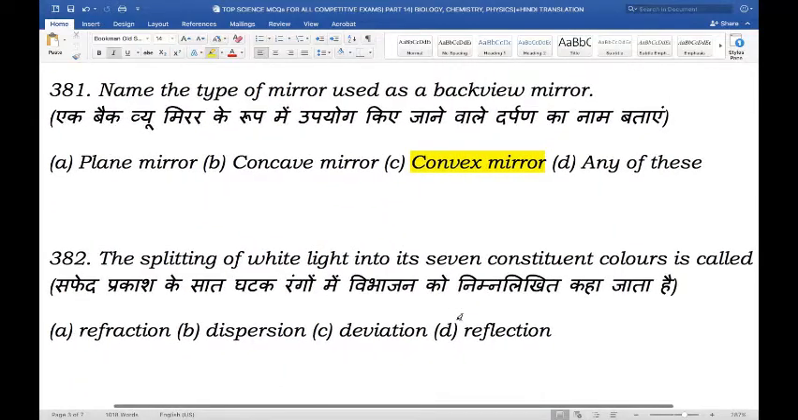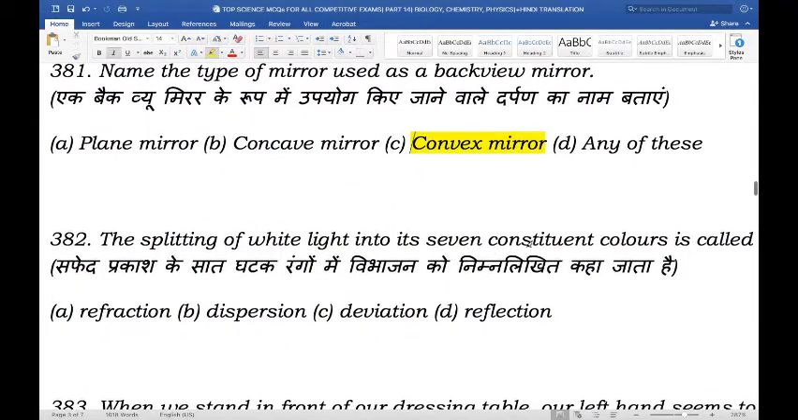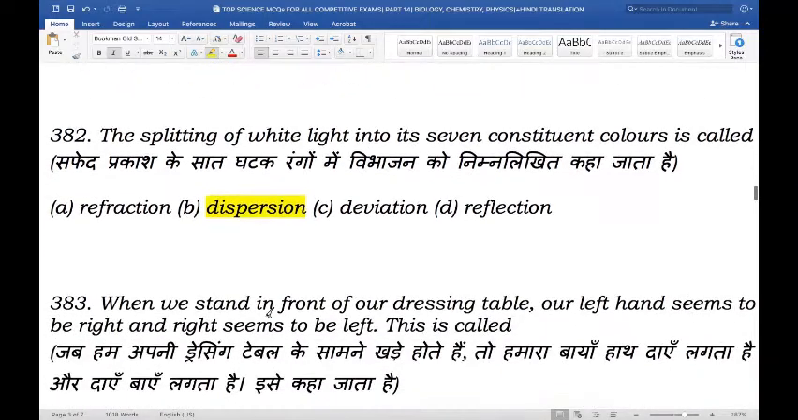Next. The splitting of white light into its 7 constituent colors is called. So the process where white light splits into its 7 constituent colors is called. Is it called refraction, dispersion, deviation, or reflection? And the right answer here is dispersion. When white light is passed through a glass prism, it splits into its spectrum of colors. So in order, violet, indigo, blue, green, yellow, orange, and red. And this process of white light splitting into its constituent colors is termed as dispersion.